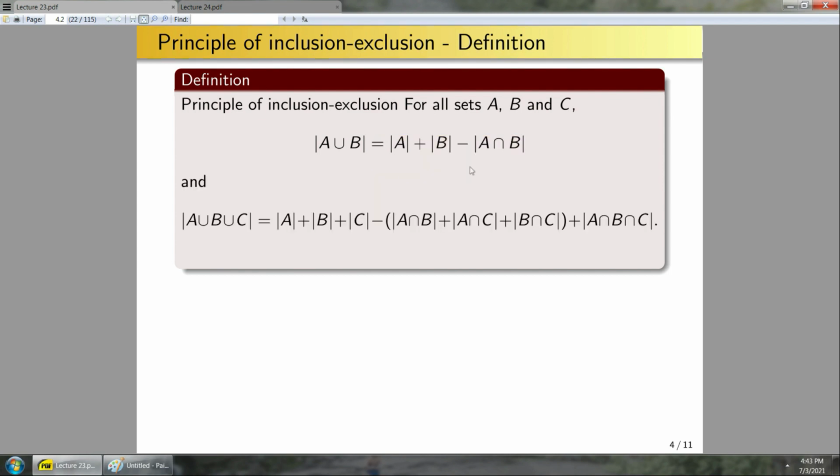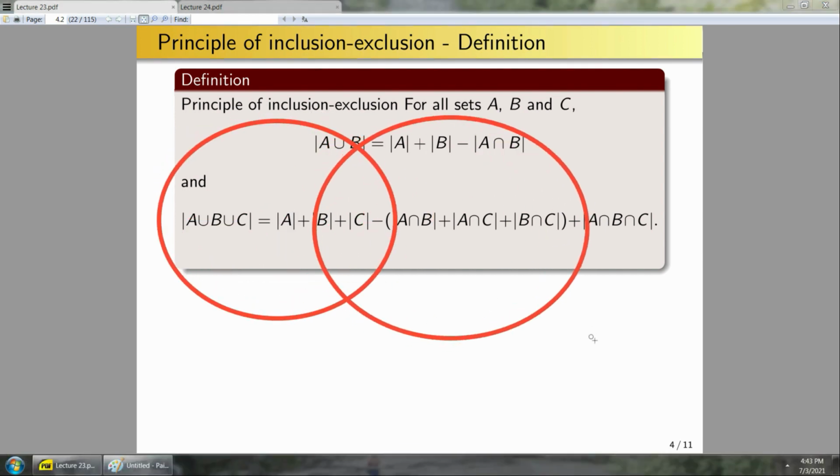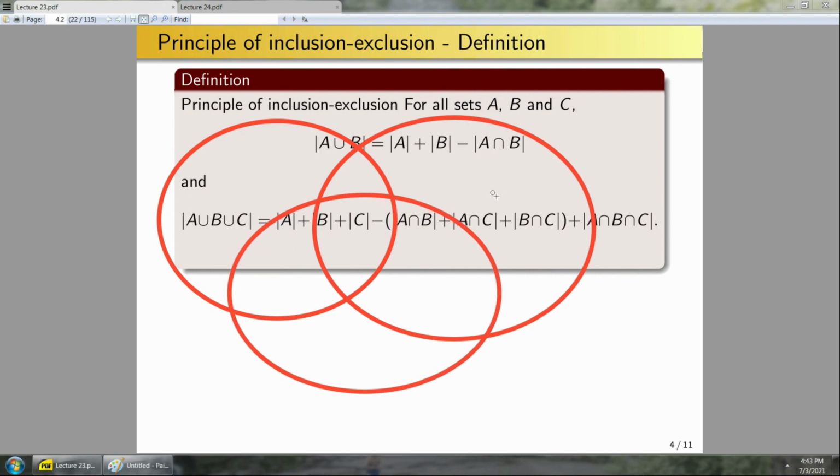And if I have three sets, this is what the expression becomes. So for three sets, what do I have to do? Well, let's draw this out real quick. If this is A, this is B, and this is C, if I take the cardinality of A plus the cardinality of B plus the cardinality of C, I have double counted all of the things in these intersections.